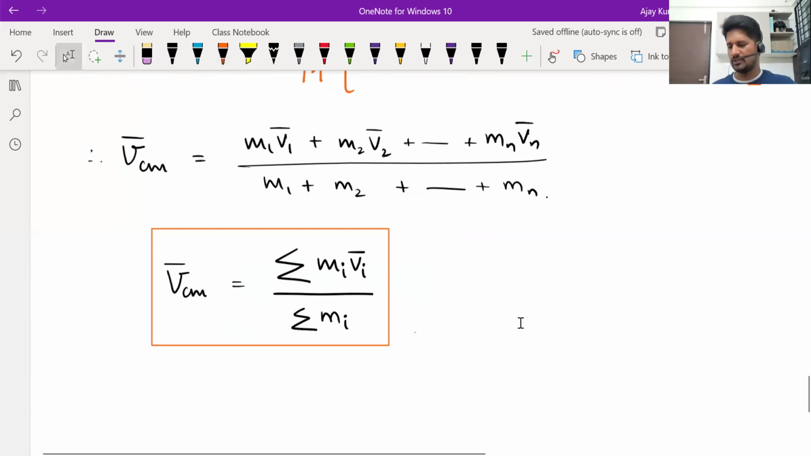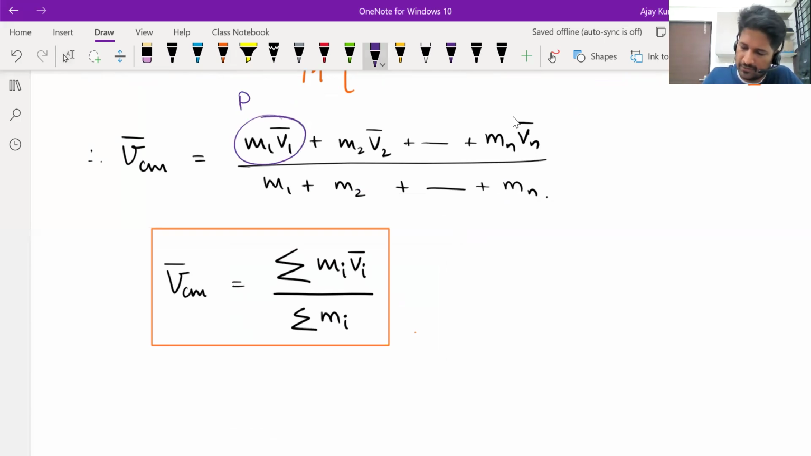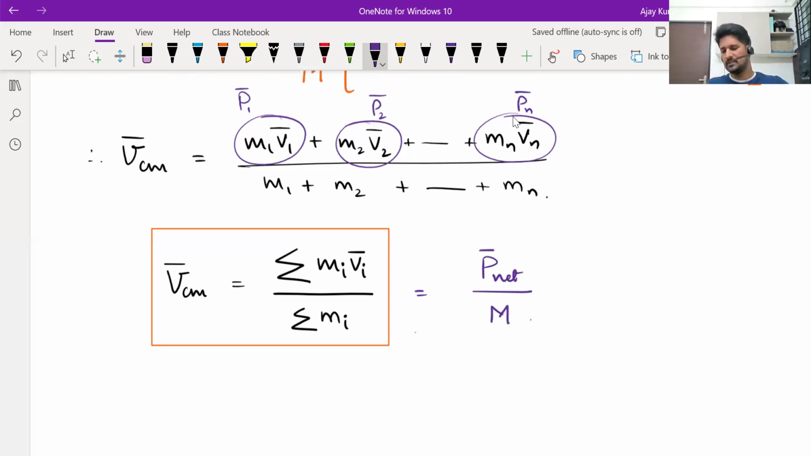And there's another way also of looking at it. One of you tell me, what is mv, mass into velocity? Momentum. So mi vi is nothing but the momentum of the first particle, m1 v1. m2 v2 is the momentum of the second particle, so on up to mn vn, the momentum of the nth particle, and you are adding all of them up. So this becomes the net momentum of the system divided by the total mass of the system. This is another use of center of mass.